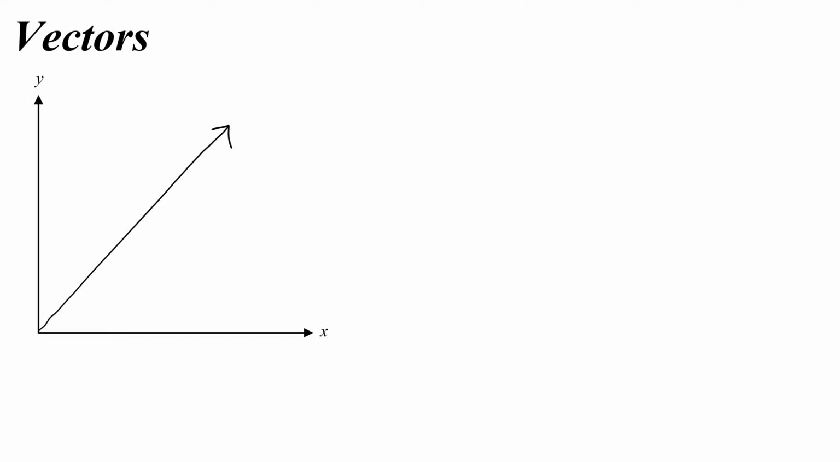So the first is the length of the arrow. The length of the arrow is equal to the magnitude of the vector. And the direction that the arrow points, that's the arrowhead, so the direction that the arrowhead points lets us know about the direction. So we normally will use theta to represent that angle. So we'll say length equals magnitude, and theta is the direction.